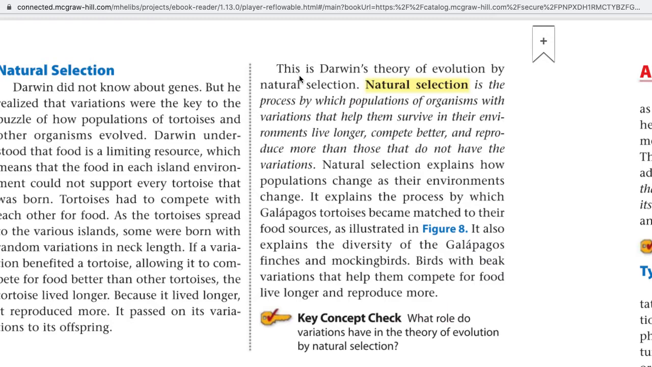This is Darwin's theory of evolution by natural selection. Natural selection is the process by which populations of organisms with variations that help them survive in their environments live longer, compete better, and reproduce more than those that do not have the same variations. Natural selection explains how populations change as their environments change. It explains the process by which tortoises become matched to their food sources. As illustrated in Figure 8, it also explains the diversity of the Galapagos finches and mockingbirds. Birds with beak variations that help them compete for food live longer and reproduce more.